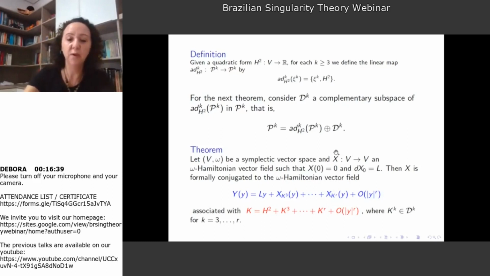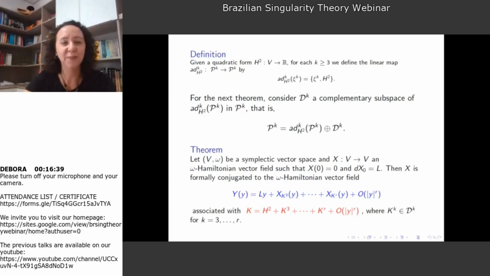We have an original vector field X. X has a Hamiltonian function H. We compute the normal form of H. We write this normal form in this way: A2, preserving the original quadratic form of the vector field X, plus K3 up to Kr, where normal form means that each element of degree k belongs to this complementary subspace.